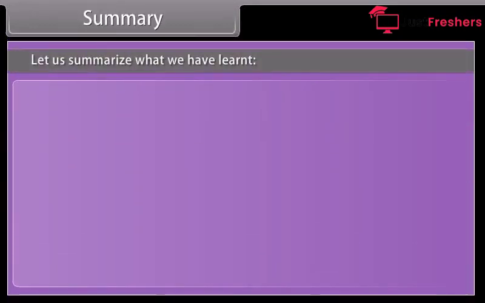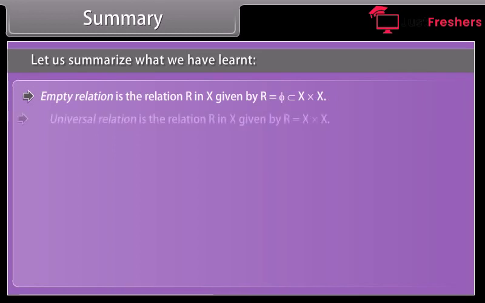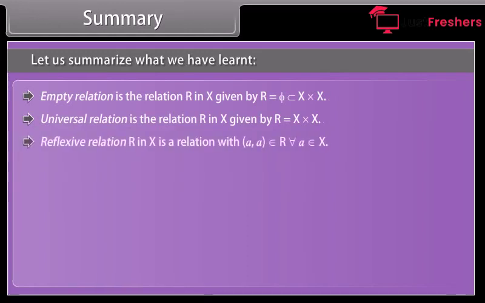Summary. Let us summarize what we have learned. Empty relation is the relation R in X given by R = ∅, which is a subset of X × X. Universal relation is the relation R in X given by R = X × X. Reflexive relation R in X is a relation with (a, a) ∈ R for each a ∈ X.